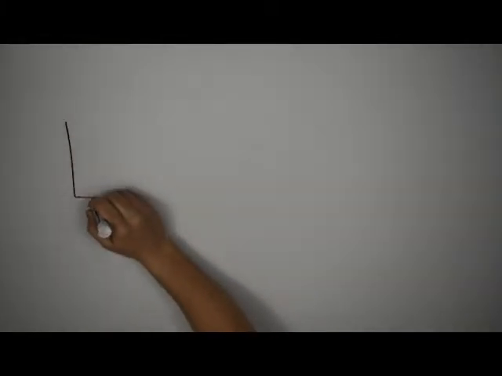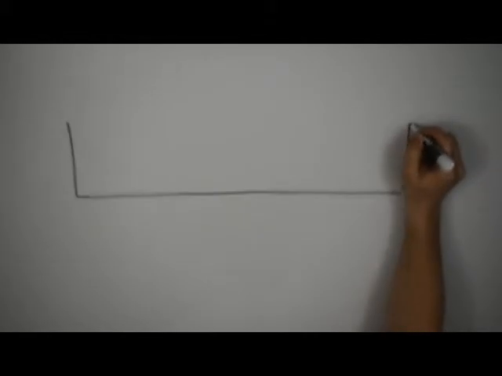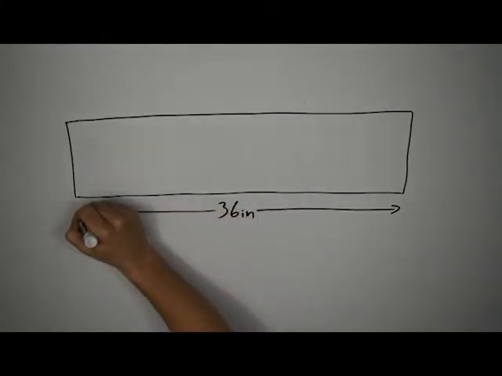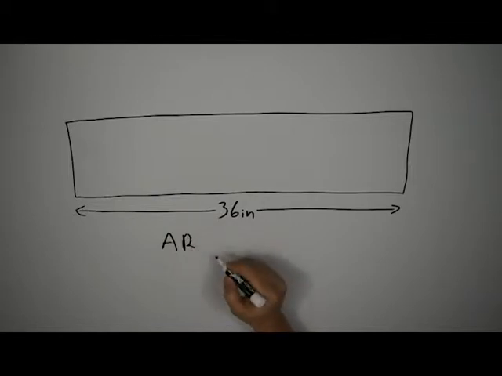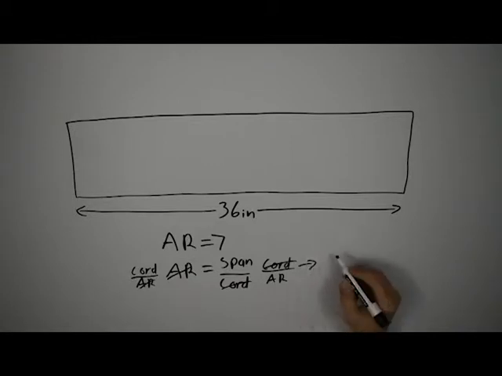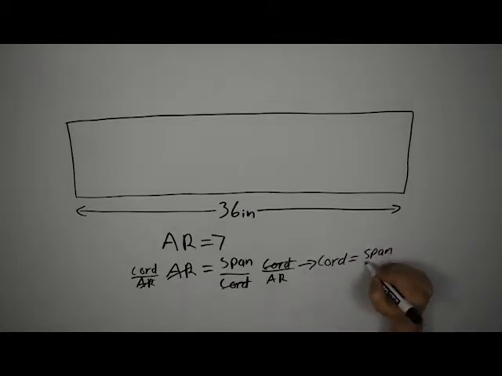Now that we know how fast we're going to be flying, we need to determine the other dimensions of our wing. There's 3 things that characterize your wing: the aspect ratio, the span, and the chord. We've already chosen our aspect ratio at 7, and we know that our wingspan is going to be 36 inches. So we're going to use the equation aspect ratio is equal to span over chord. We're going to multiply both sides of this equation by chord over aspect ratio. A few things cancel out, and we find that span divided by the aspect ratio is equal to our chord.